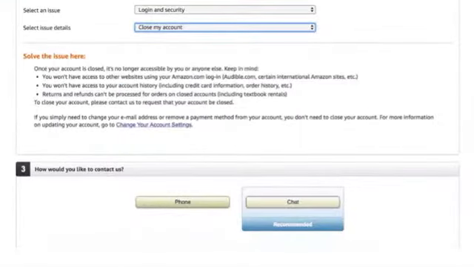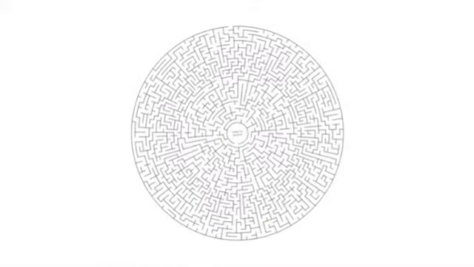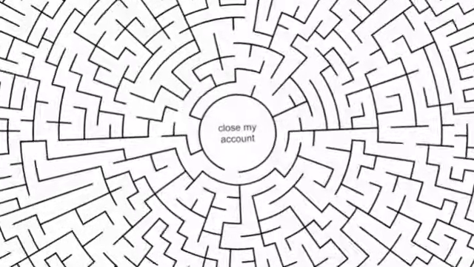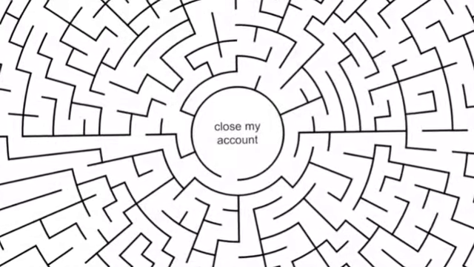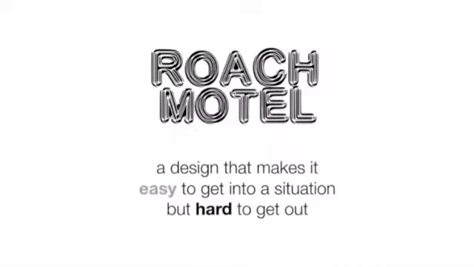Except in order to actually do that, you now have to have a chat conversation with an Amazon associate who's going to tell you all the reasons account deletion is a bad idea. See, you can't delete the account yourself. They have to do it for you. This is a dark pattern, a crappy user experience that intentionally makes it difficult, almost impossible without help, to do something that hurts Amazon. UX specialist Harry Brignall categorizes this specific kind of dark pattern as a roach motel, a design that makes it very easy for you to get into a situation, but very hard to get out.